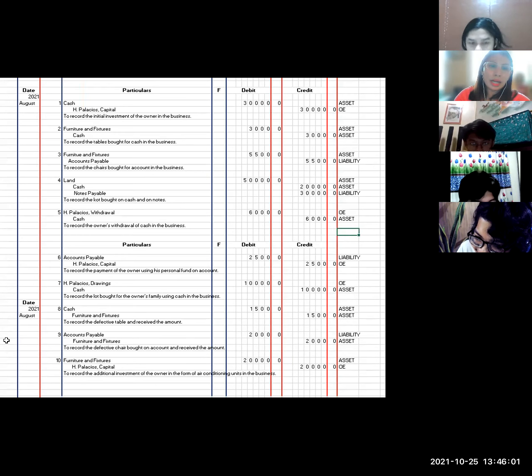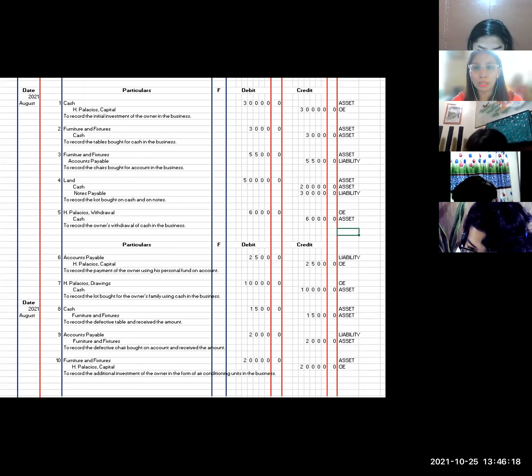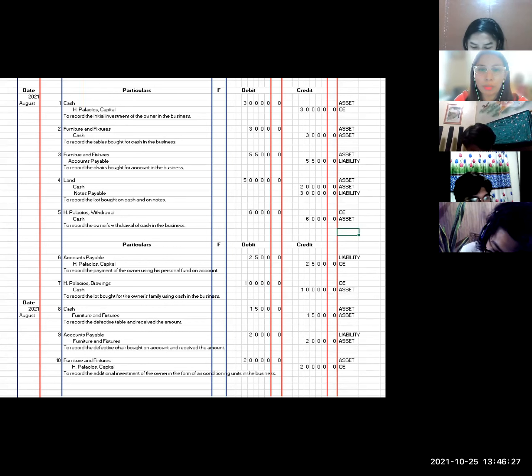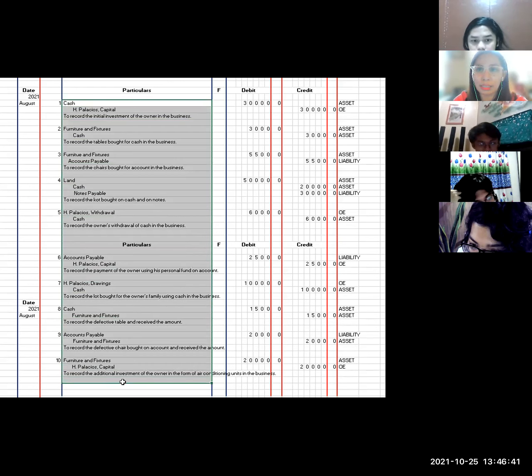There, you can have a screenshot ng summary ng lahat ng entries or the journal entries for this business, barbershop. Now, let's have the general ledger though. So the general ledger is the summary of lahat ng mga accounts. So ito lahat yon gagawa natin ng summary.